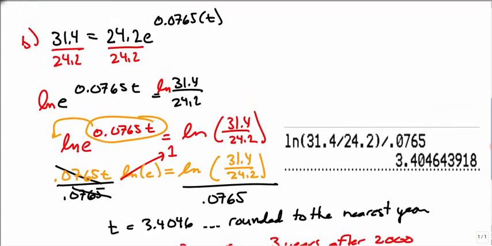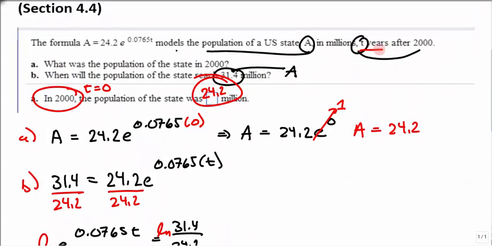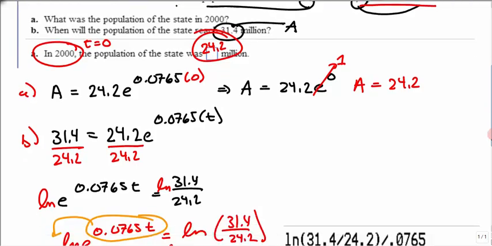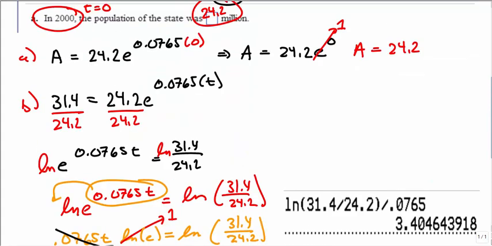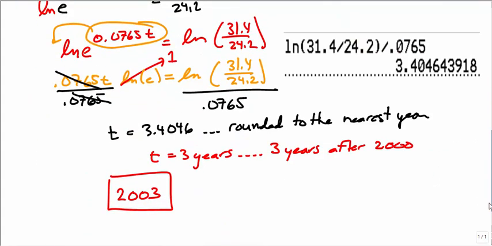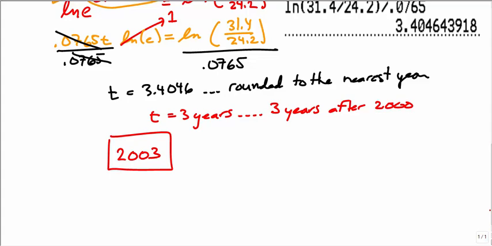Because if we scroll back up to the original problem, it says the number of years after 2000. So our correct answer that we would put in is 2003. So 2003 would be our correct answer. 2003 is when we expect the population in this particular United States state to be 31.4 million. So be careful that you're not putting in the answer that they're not looking for. This is an intermediate solution, and you need to go to the next step to find your final solution.